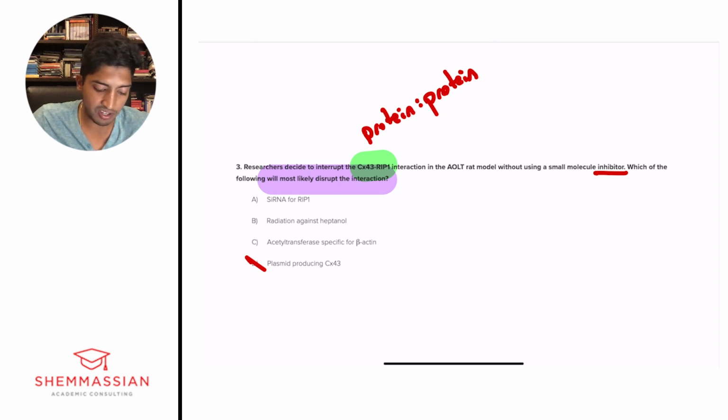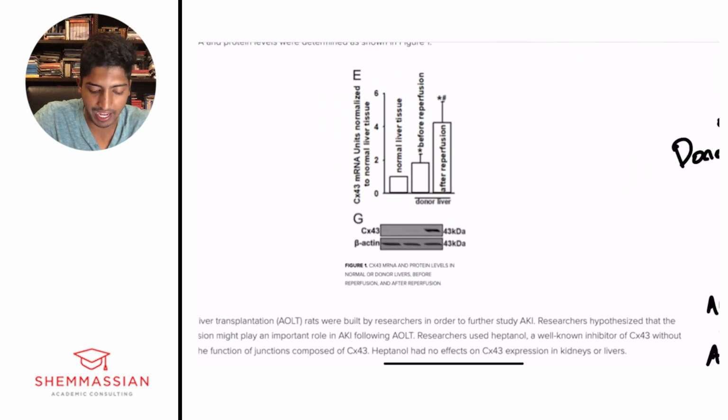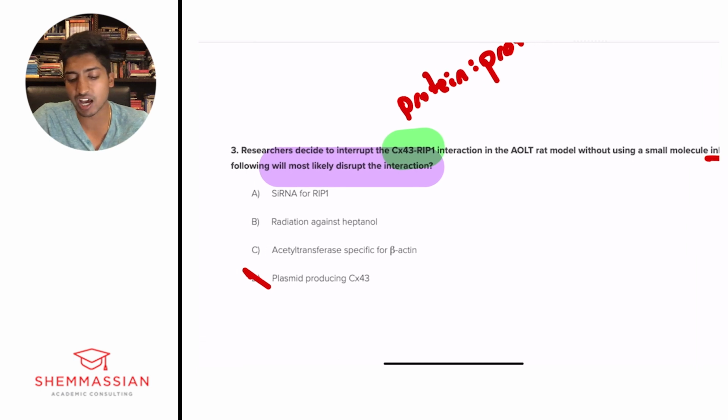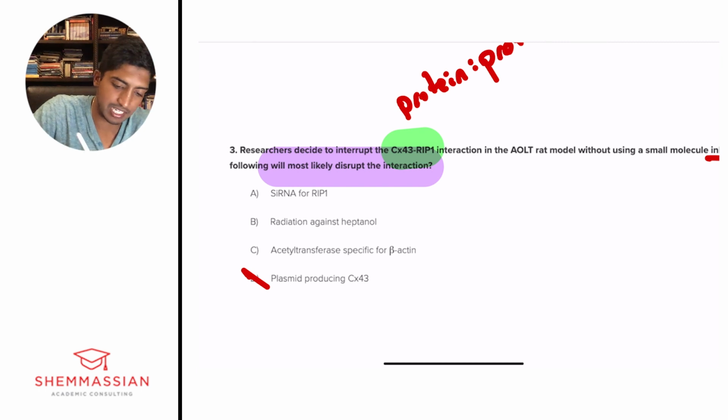Okay, let's go up from there. Acetyltransferase specific for beta-actin. We don't really hear anything talked about in terms of beta-actin. In fact, the only time we see beta-actin is generally in these Western blots, right? And why do we have beta-actin as a protein that's always mentioned? Well, this is something called a positive control. It makes sure that we have the same amount of substance being added to each of the wells in our Western blot. And so beta-actin is not going to be something we affect with an inhibitor, since it would not directly affect the CX43 RIP1 interaction. So we can eliminate C.